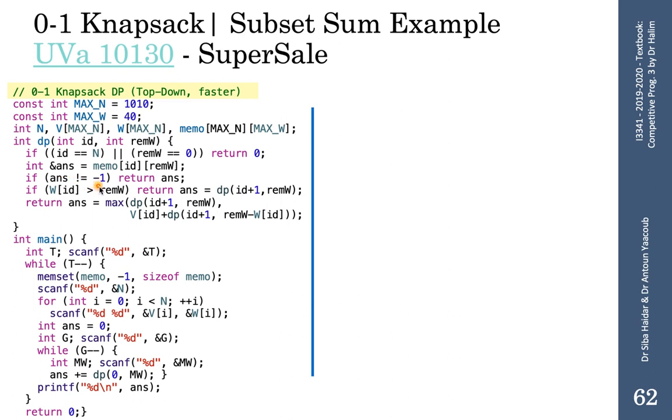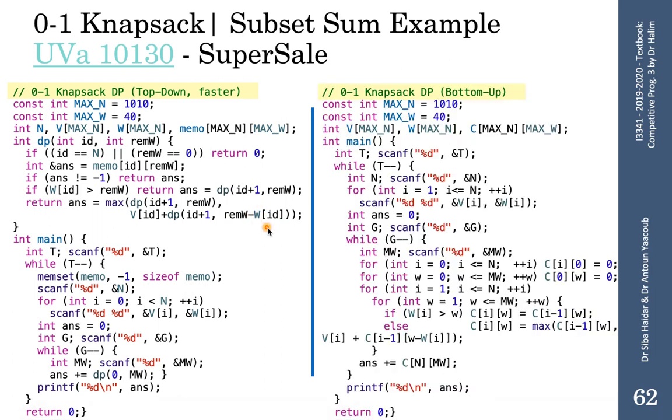and we link the answer local reference to the memo element, and if it is not calculated yet, we calculate it, but we differentiate between the current weight being greater than the remaining weight, in which case we have no choice to make. We just call the next iteration with id+1 and same value, and else we call twice, once with the next id and remaining value, and once with the value of this current item, and the remaining value decreased by the weight of this current item.